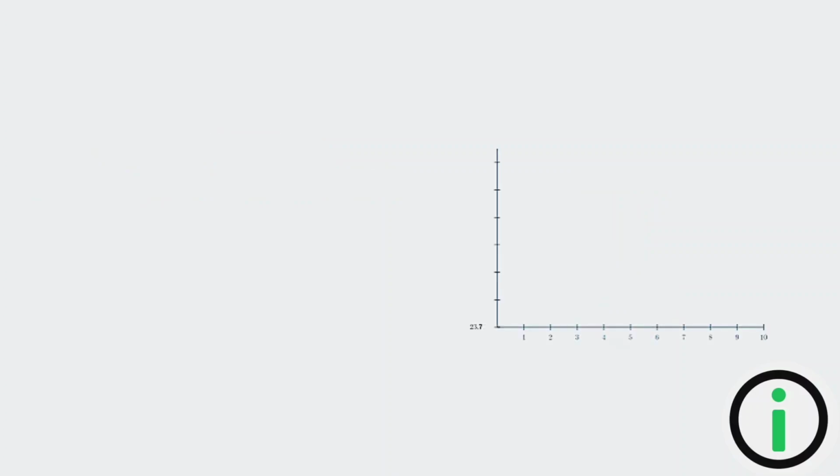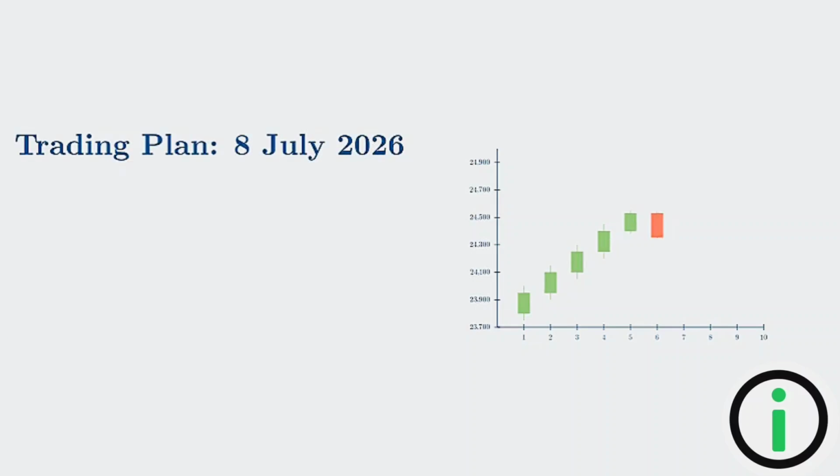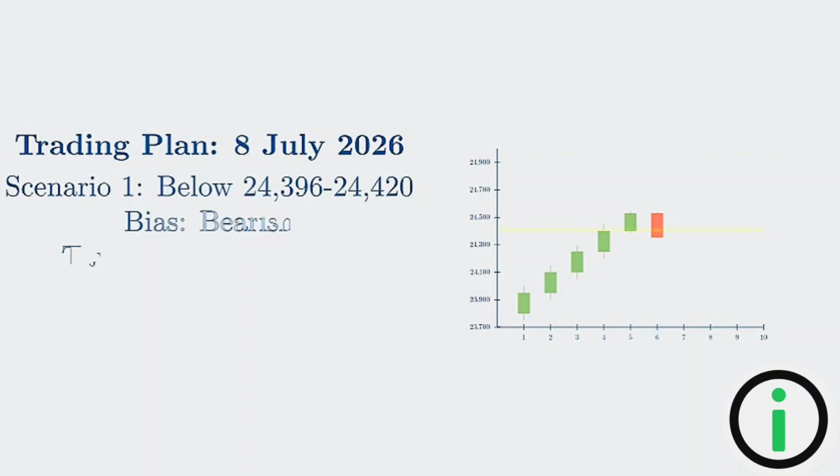Now, let's bring everything together into a concrete trading plan for July 8th. We have 4 primary scenarios based on how price reacts to our pivot zones. In Scenario 1, if the price opens or stays below the 24,396 to 24,420 zone, bearish continuation is the highest probability path. You should look to sell into any bounces toward 24,460, targeting the Fibonacci levels of 24,247 and 24,180. Keep your stop loss strictly above 24,500.